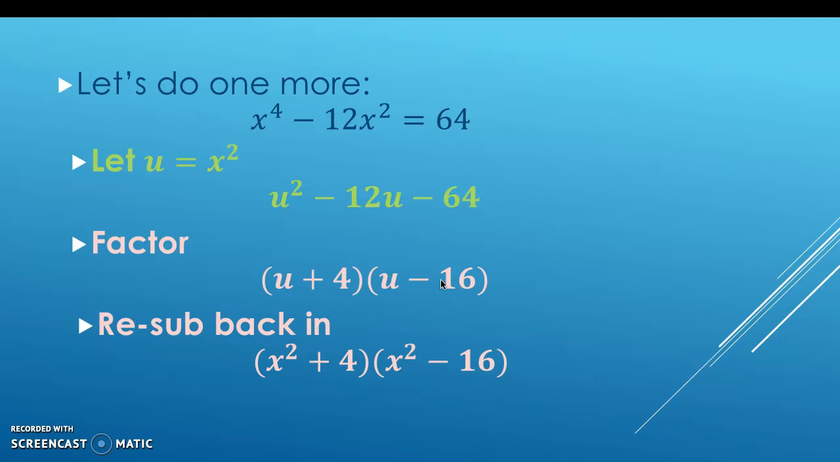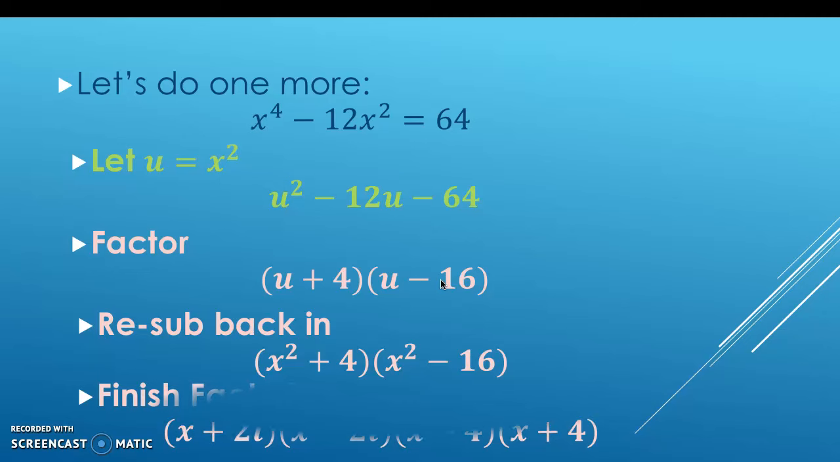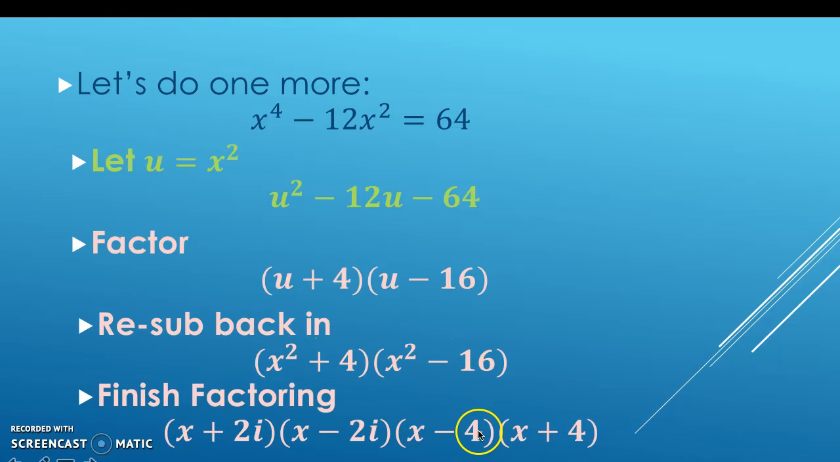So we're going to resubstitute x squared for u, and we're going to completely factor. So when I completely factor this, I get x plus 2i, x minus 2i, and the difference of squares, I get x minus 4, x plus 4.